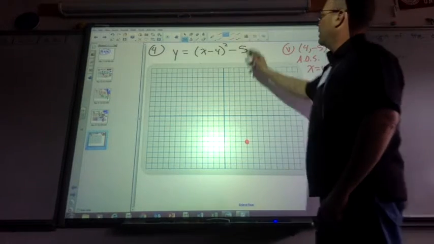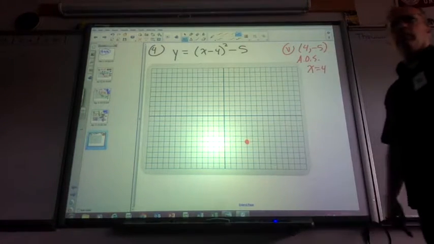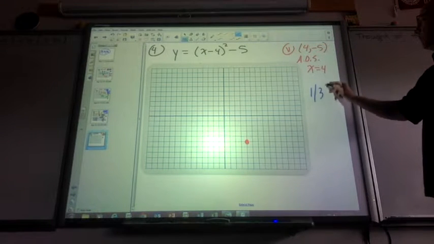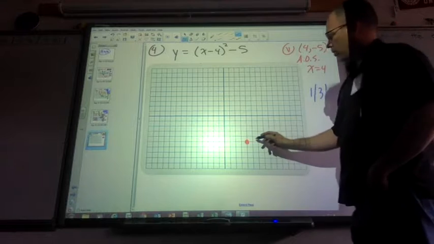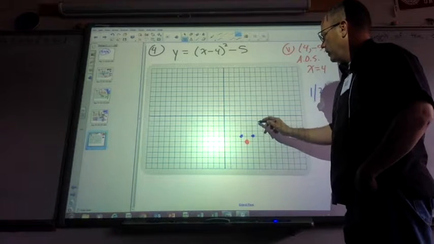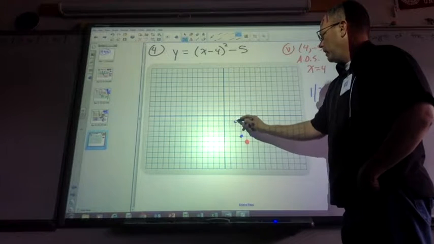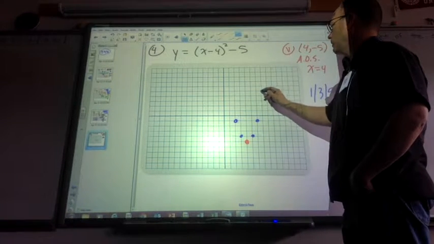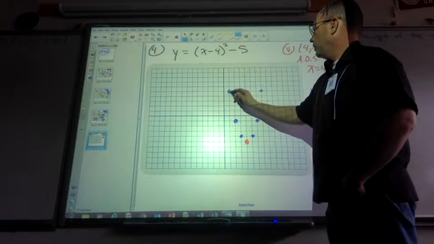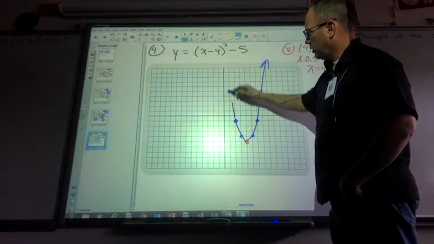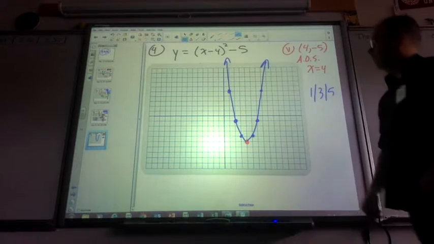Can I pattern graph with 1, 3, 5? I can. My lead coefficient's 1, so 1, 3, 5 is going to pattern graph for us nicely. So I'm going to go right 1 up 1, left 1 up 1, right 1 up 3, left 1 up 3. I even go right 1 up 5. 1, 2, 3, 4, 5. Left 1 up 5. Ooh. I almost got close to where it crosses the y-axis, but we don't know yet.